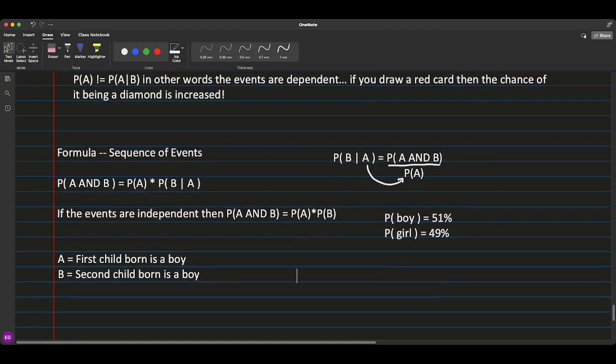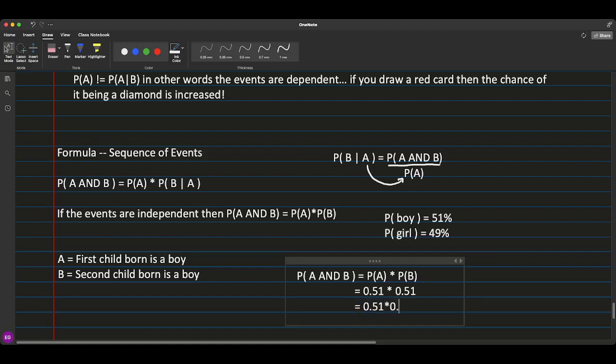So what is the probability of A and B? Well, they're independent, so it's just the probability of A times the probability of B. The probability that a boy is born is 0.51, and then the probability that a boy is born is 0.51. And 0.51 times 0.51 equals 0.2601. There is a 26% chance that your first child is a boy, and then your second child is also a boy.